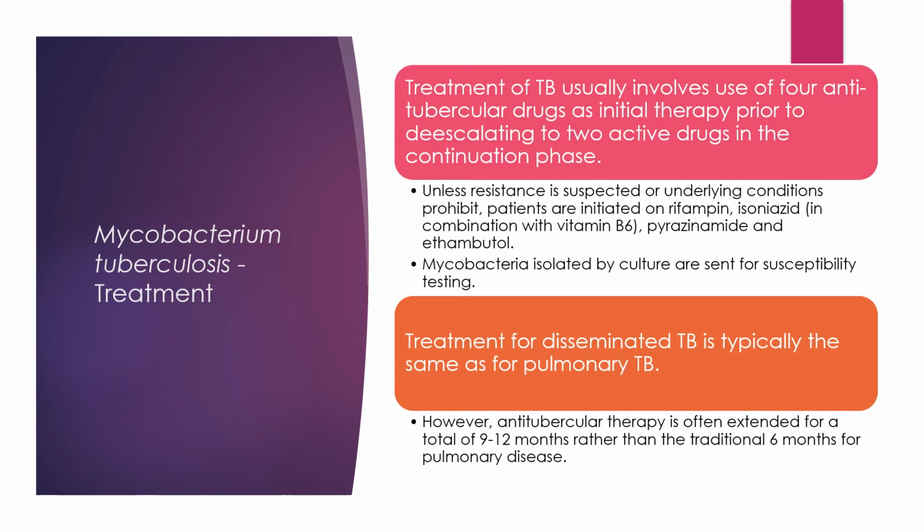The thing to note is that if the patient has more disseminated disease and, for example, central nervous system involvement, duration can be extended from the traditional 6 months to 9 to 12 months of therapy. And something to note is that generally after the initial intense phase of therapy with 4 drugs, typically, you de-escalate down to 2 drugs, usually rifampin and isoniazid.